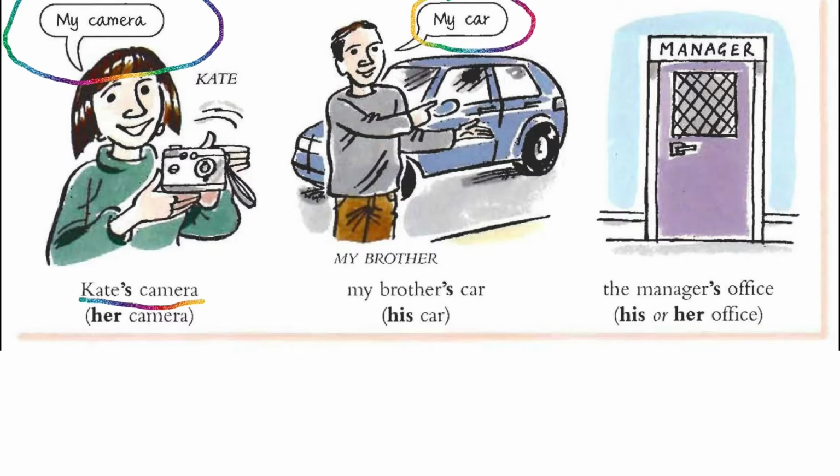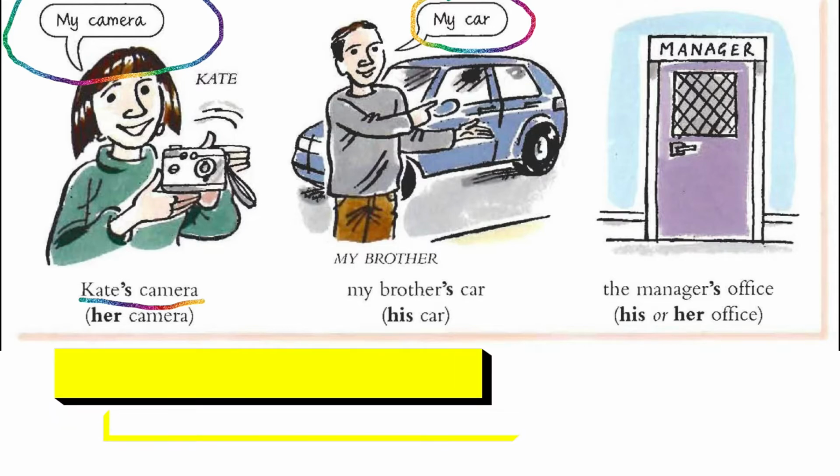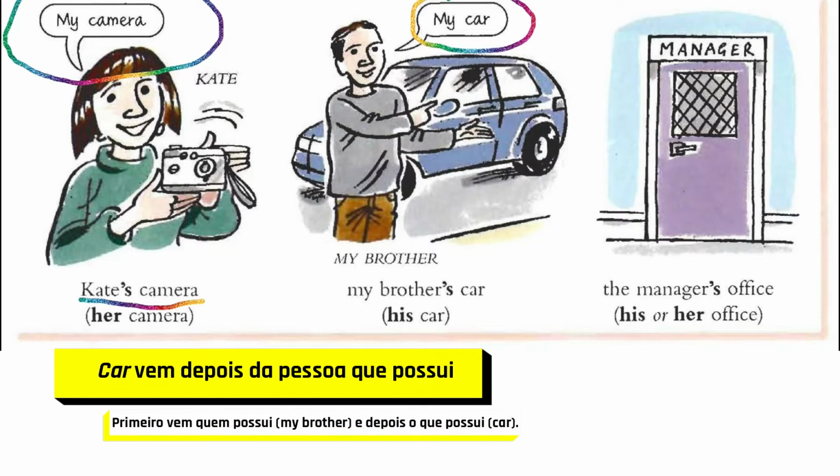In this part, he says my car. This is my brother. And then in relation to Kate, Kate can say my brother's car or his car.